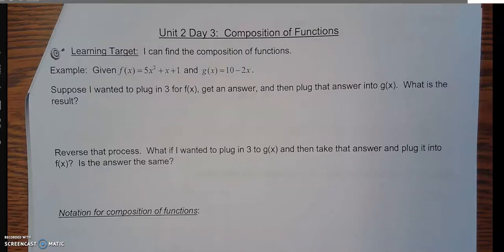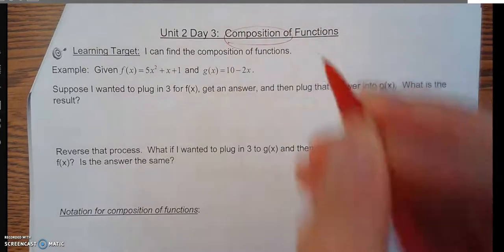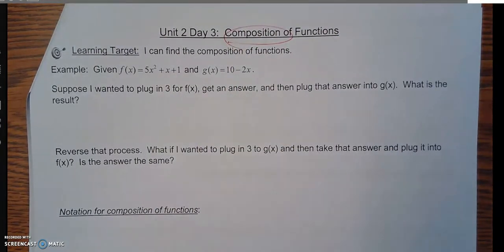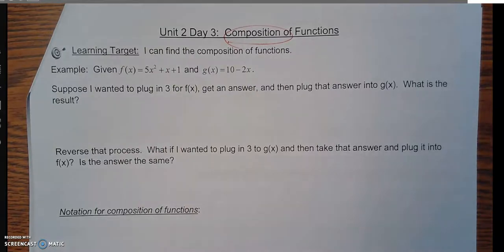Okay, Unit 2, Day 3. We're going to do another operation. Yesterday you did addition, subtraction, multiplication, and division with functions. Now we're going to do an operation called composition. So our learning target is: I can find the composition of functions.